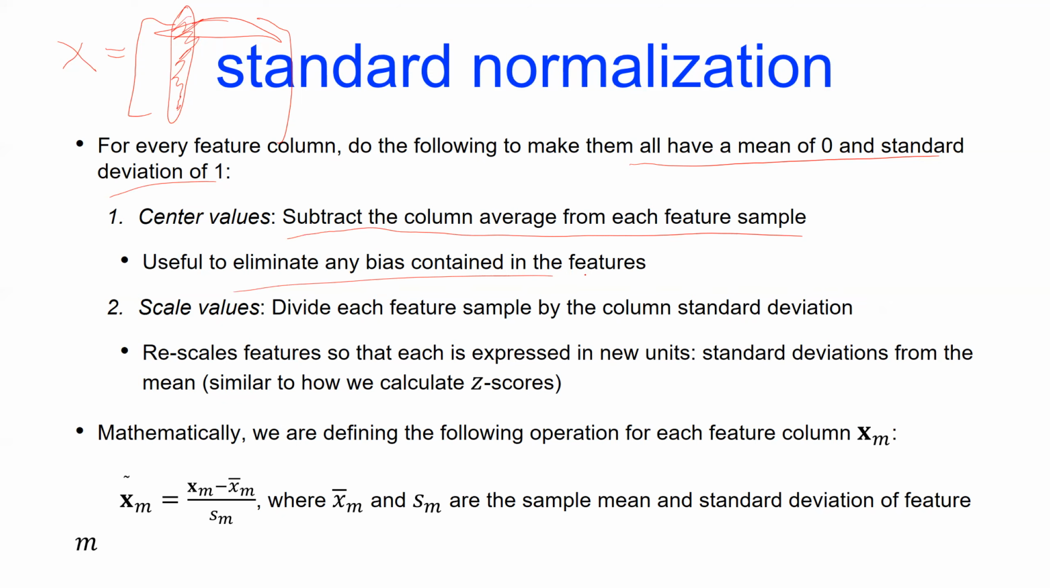Okay. And another one is to scale those values. Try to divide each feature sample by the column standard deviation. By doing that, you achieve a standard deviation of 1, right? So basically in the first stage, you center your measures to make them centered at 0. The second one is to scale them a little bit to make them have 1 standard deviation.